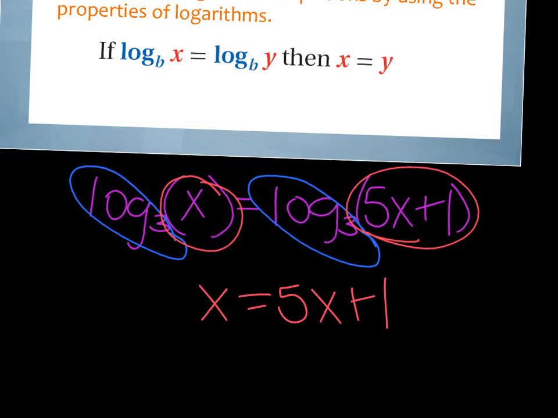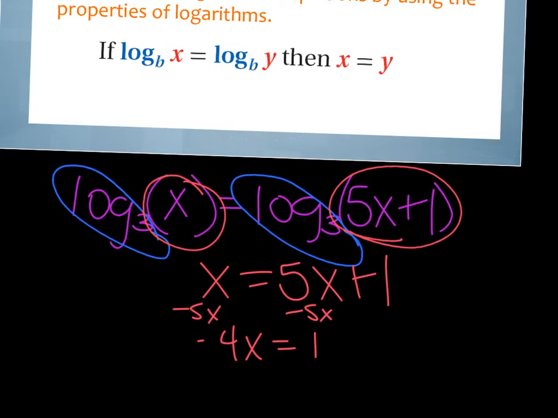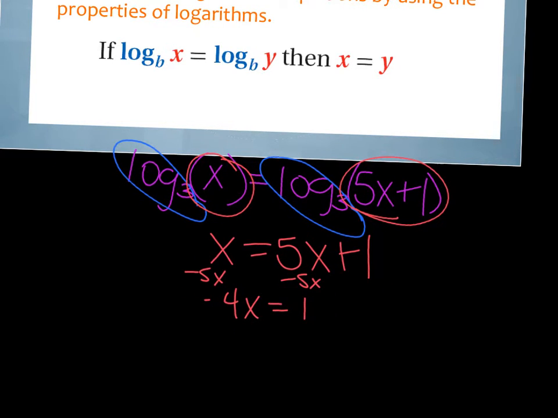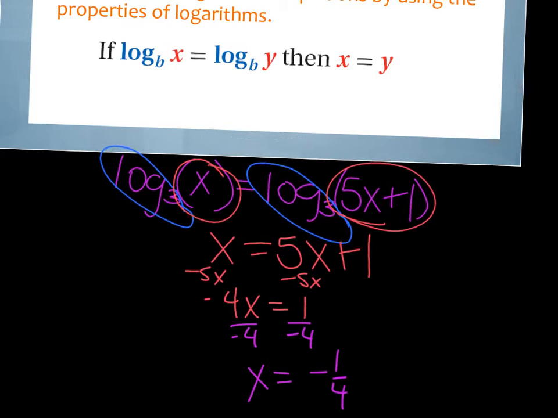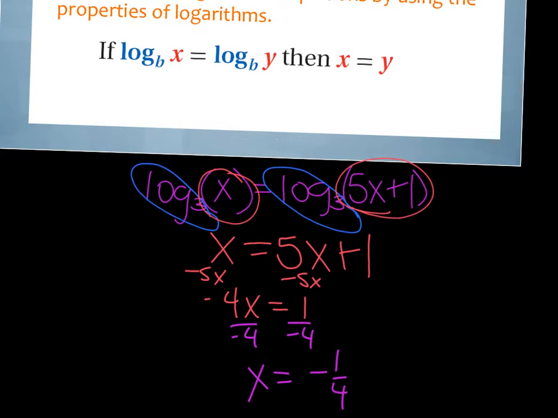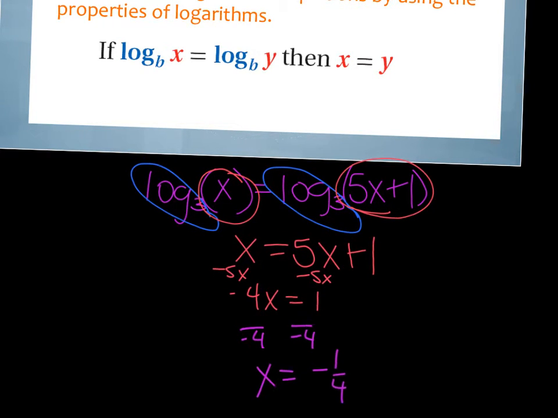And then I would solve this equation. I would subtract the 5x, negative 4x equals 1, and then divide both sides by negative 4. Bad example because you end up with a negative, but you can kind of get the idea. So if you have a log with the same base on either side of the equal sign, then you just take whatever's next to that log and set them equal to each other. So you're using the one-to-one property with logs instead of exponents. That's the only difference.